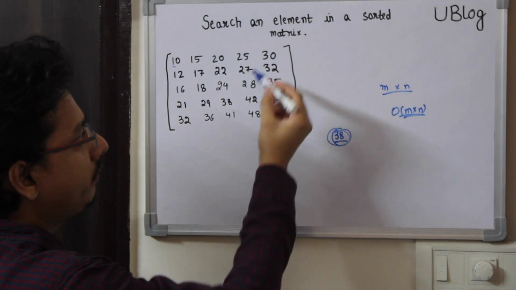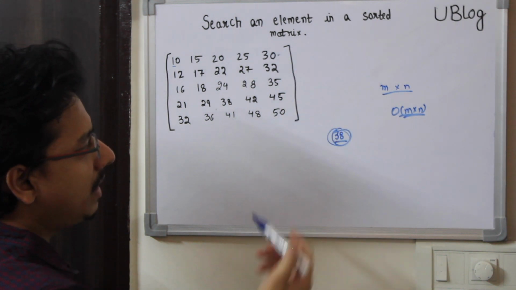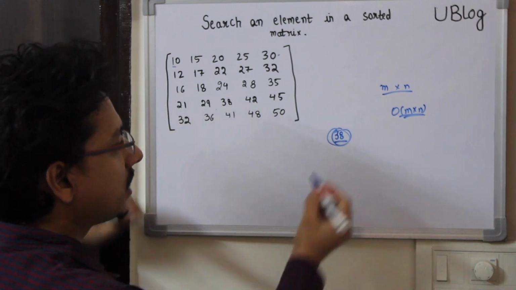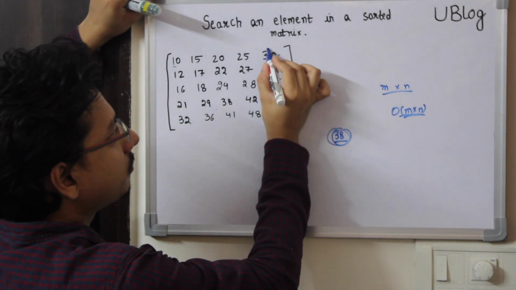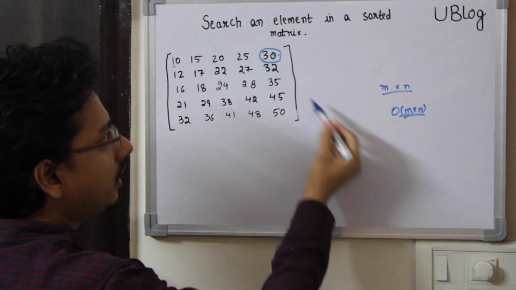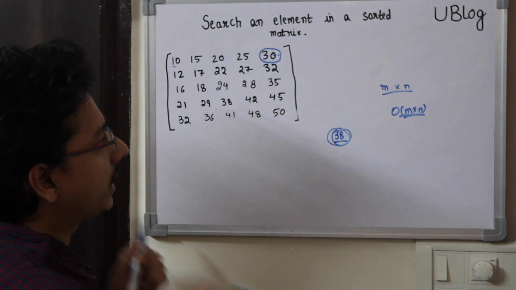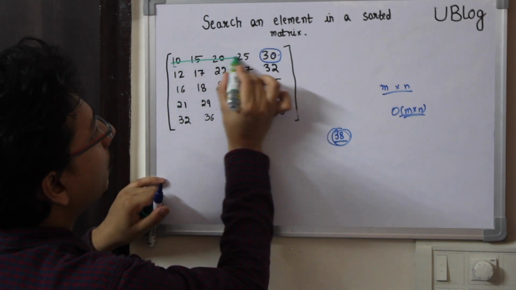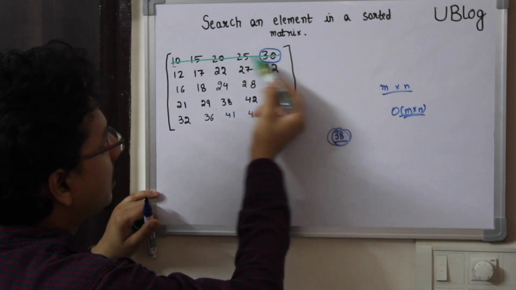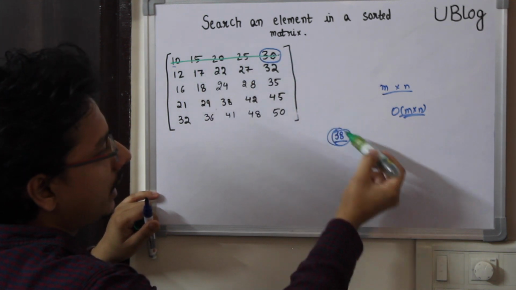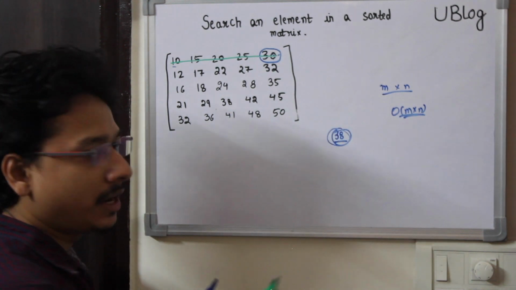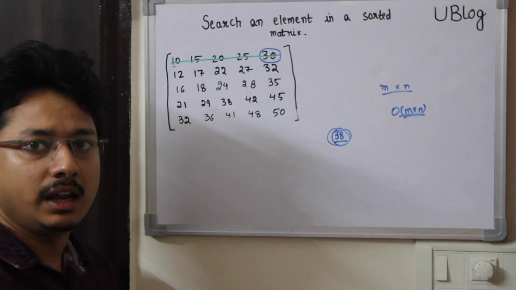So that's how, if we start from this element or this element, we can eliminate a row or a column in each iteration. So I start with my first element 30 and compare it with 38. I know my 30 is smaller than 38. So I can eliminate this complete row. Since my complete row is eliminated and 38 is greater than this, I can move down, because I know all the elements below this are greater than this element.